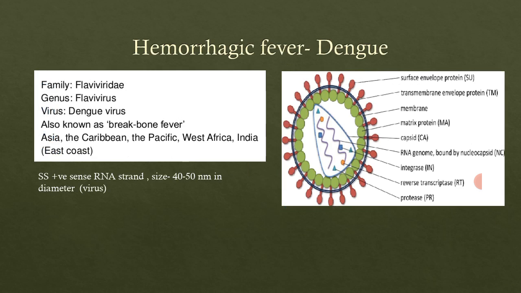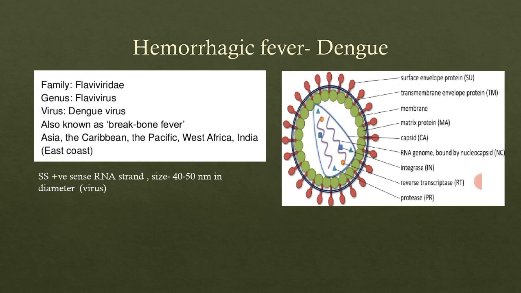Transmembrane proteins transfer materials from the membrane to the outside. These particles help the virus to penetrate into the site of infection and help with multiplication. Then after that there is the membrane. The envelope is the membrane. Beneath the membrane there are the matrix proteins called MA. After the matrix there is the capsid.